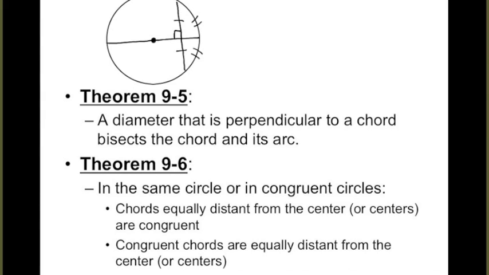The theorem specifically says diameter, but we don't really need the whole diameter. We're not really using half of this picture, so we could actually erase this other part and then just say that it works for a radius also. And if a radius is perpendicular to a chord, then the chord will be cut in half and the arc will be cut in half. This is what a majority of your homework problems are going to look like, is this picture.